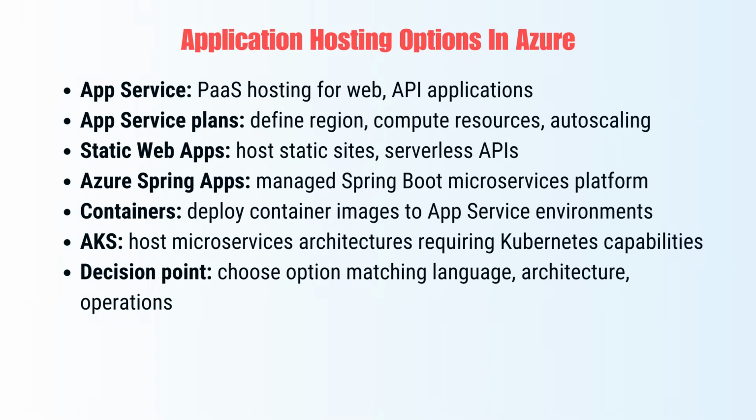Want maximum control? VMs or AKS. Want managed platform for web APIs? App Service. Want static front end plus serverless backend? Static Web Apps and Functions. For the AZ-900, focus on recognizing each option and matching it to simple scenarios. Next, we'll return to networking fundamentals and look at virtual networks, subnets, and peering, which are the foundation of connectivity in Azure.